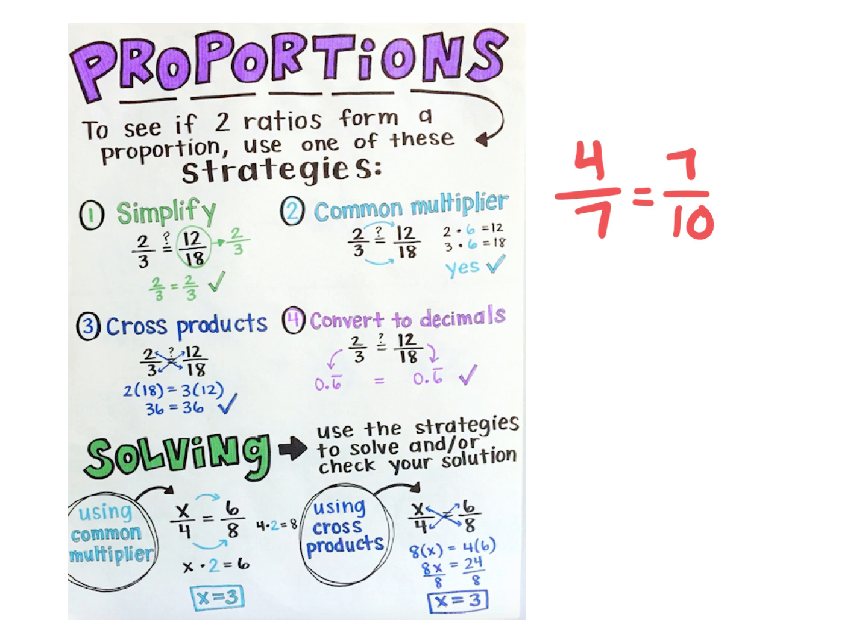No, so simplifying doesn't work. Is there a common multiplier? 7 times some whole number gives me 10. No. So that strategy doesn't work either. So you'll see how for some of them, not all of these strategies work.